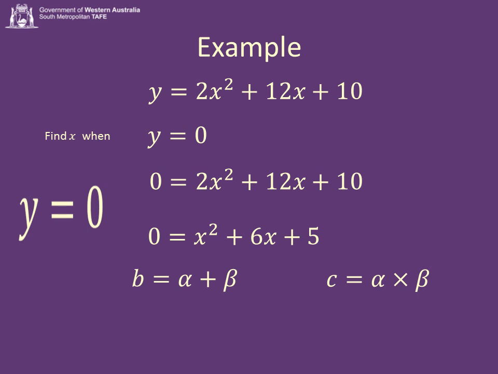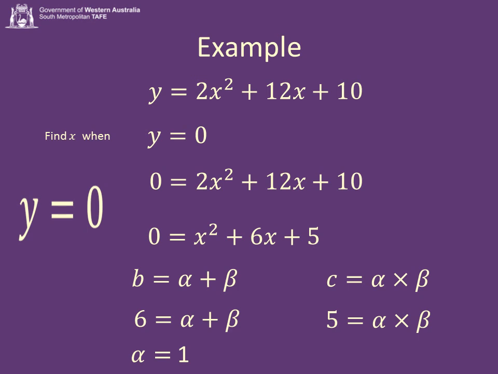Now remembering that b is alpha plus beta, and c is alpha times beta. In my case, b is 6, so 6 is alpha plus beta, and 5 is alpha times beta. So I've got to find two numbers, alpha and beta, such that when you add them together they make 6, and when you multiply them they make 5.